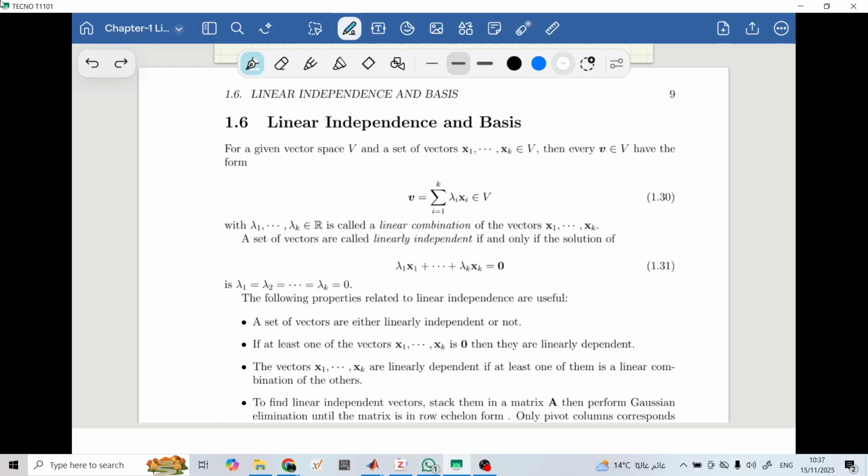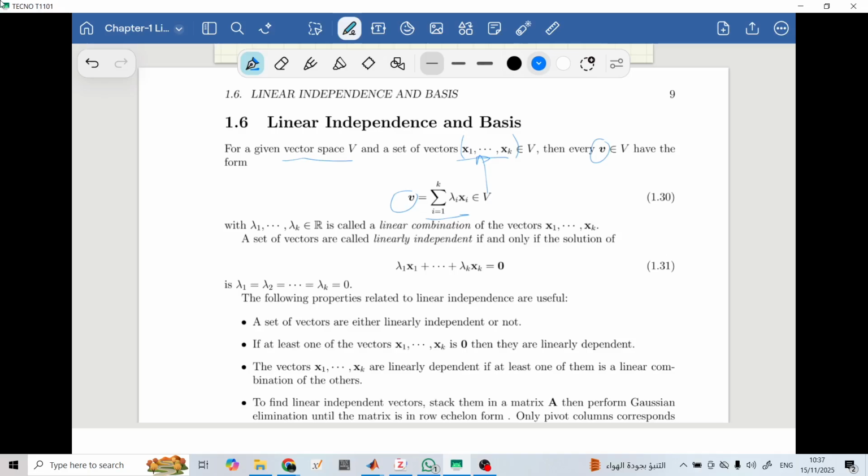Today we will continue our discussion about linear independence and basis. Now consider a vector space V. In this vector space V we have a set of vectors from x1 to xk. Now we can have the following form. For every vector v in the space V, we can represent this vector by a linear combination of the above vectors. So this set of vectors, they are special.